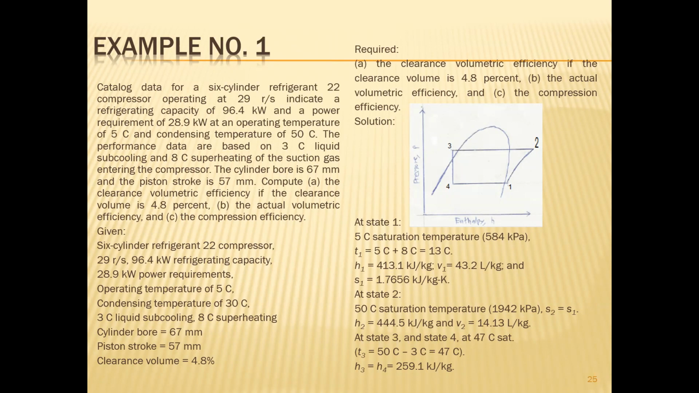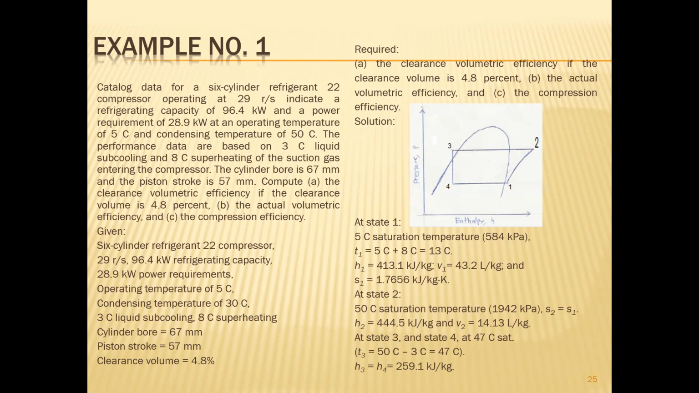A, the clearance volumetric efficiency if the clearance volume is 4.8%. B, the actual volumetric efficiency, and C, the compression efficiency. Always make sure you have a given, required, then solution. Okay? Always write the given and required so you know what you are solving.